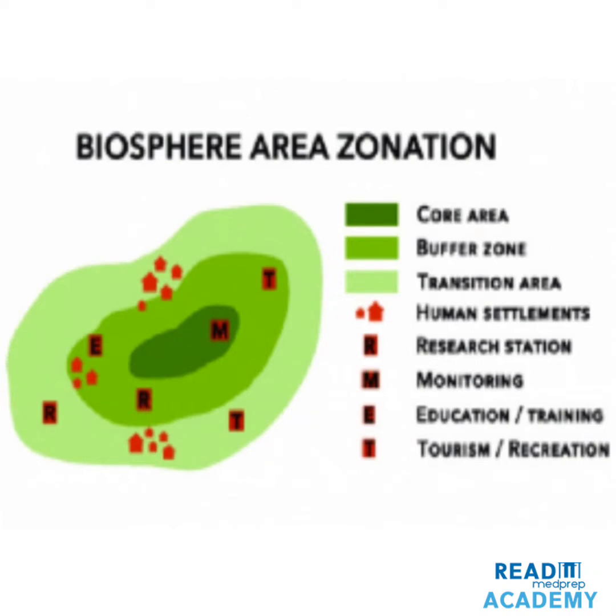Surrounding the core area is the buffer zone. Around the buffer zone is the transitional area. The human settlements are usually present in the buffer zone and the transitional area. Other activities like the research station, education and training, and tourism and recreation are done usually in the buffer zone and the transitional area, whereas the monitoring is done only in the core area.